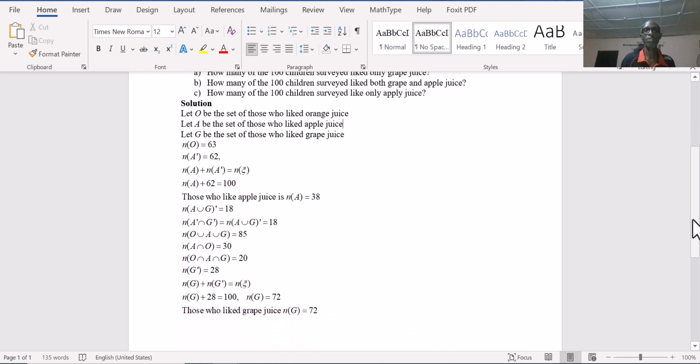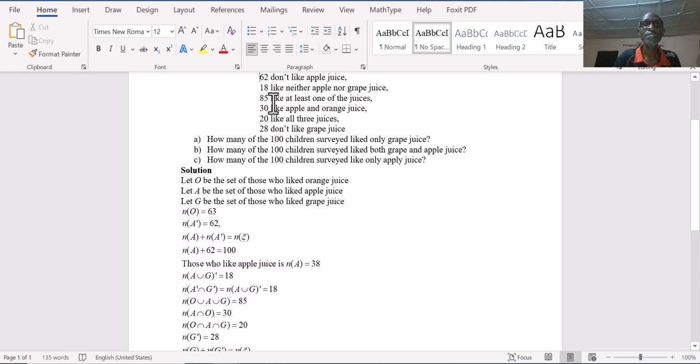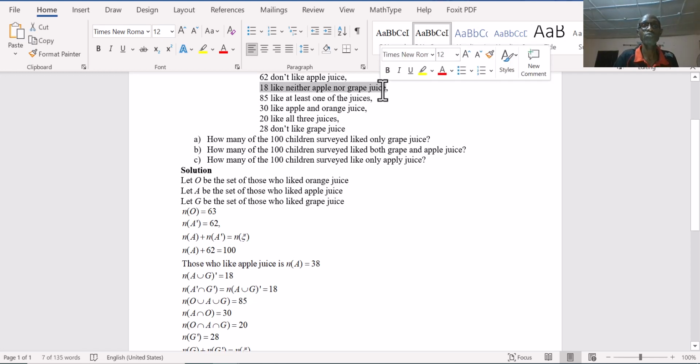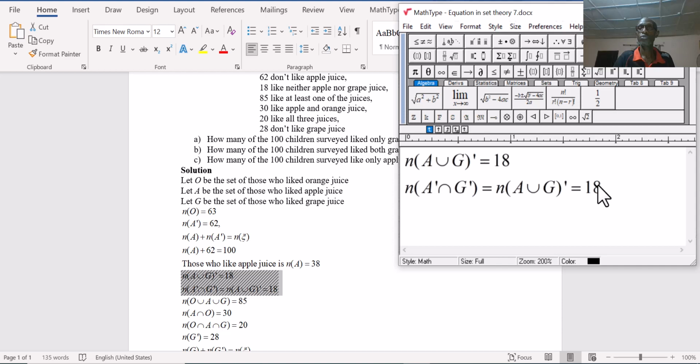So it looks lengthy, but I need to explain this information to us. Now, I want to go back a little bit from the data we have been able to extract. These are all the information that I've been able to extract. So I need to go back to this line, 18 like neither apple or grape juice. I need to go back there.